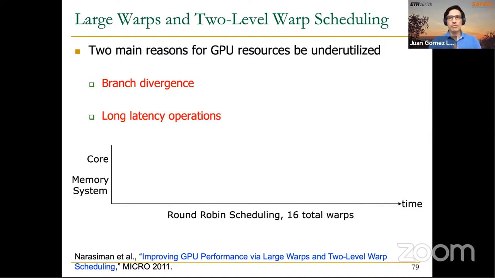One of them is branch divergence. We have just seen it. We may have intra-warp divergence, and this means that we cannot fully utilize the warps in our program. The other big issue inside the GPU is long latency operations. For example, going frequently to the global memory, which is far away, hundreds, let's say 200, 300 cycles away, to bring new data to the caches inside the GPU core.